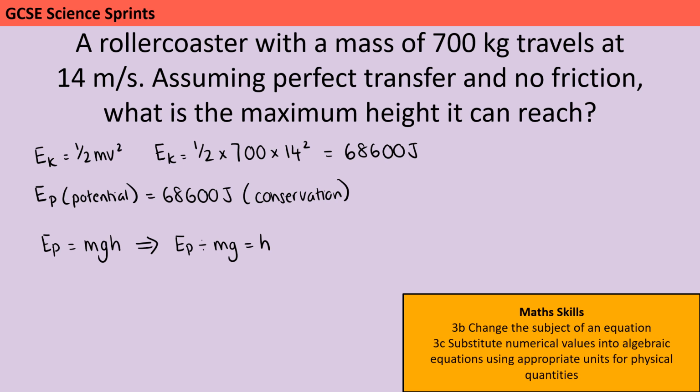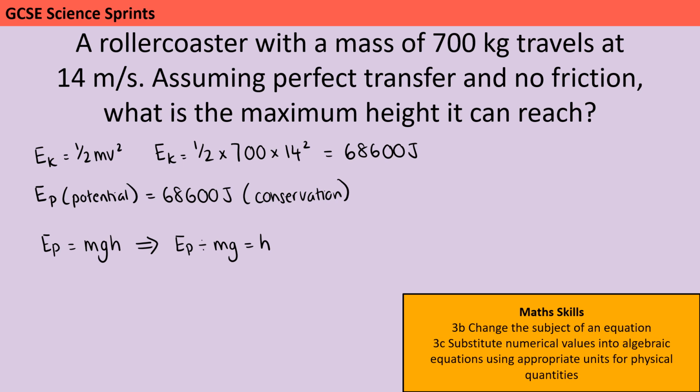equation sheet as mass multiplied by gravitational field strength multiplied by height, and then I can rearrange that equation to make height the subject, because that's what they're asking me to work out. How high can it get? So potential energy divided by the mass multiplied by gravitational field strength.